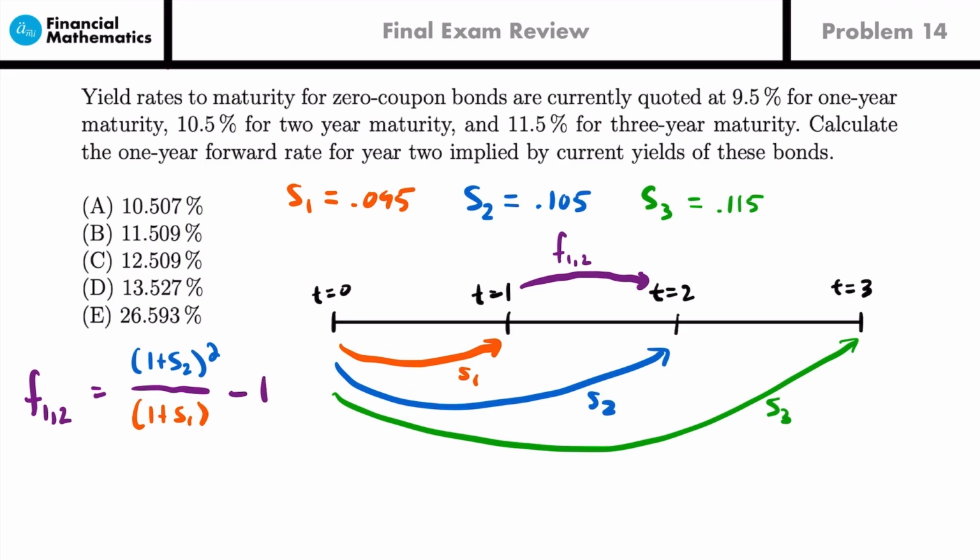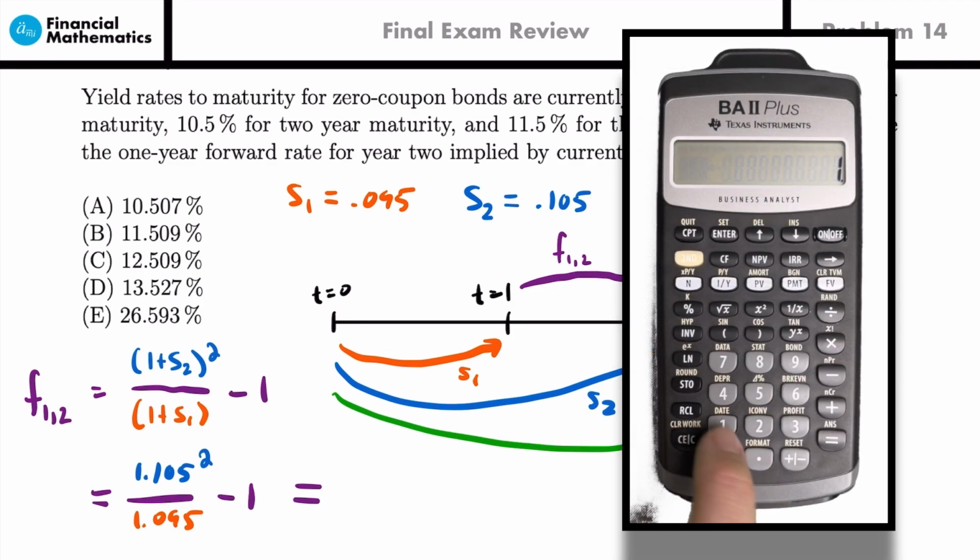That's also pretty important. All right, so in this case, here's what we'll have. We'll have 1.105 squared divided by 1.095, and we're subtracting 1, and that will give us our forward rate. So let's pull out our calculator to complete this calculation.